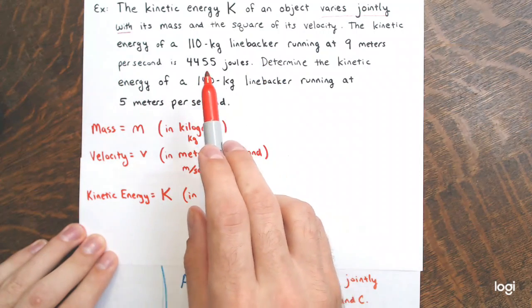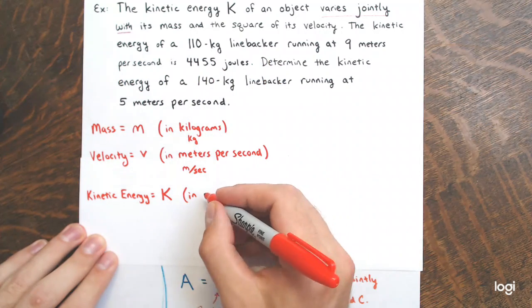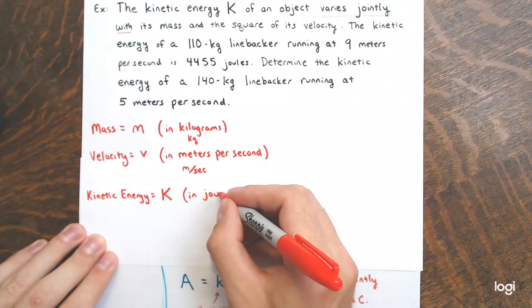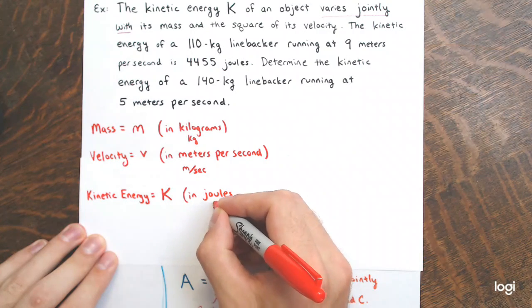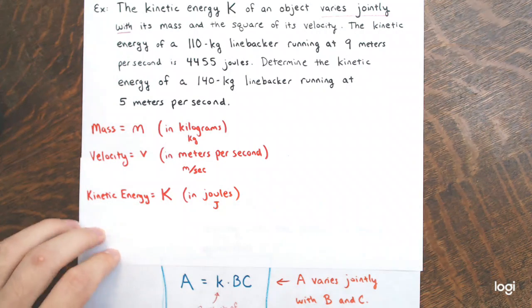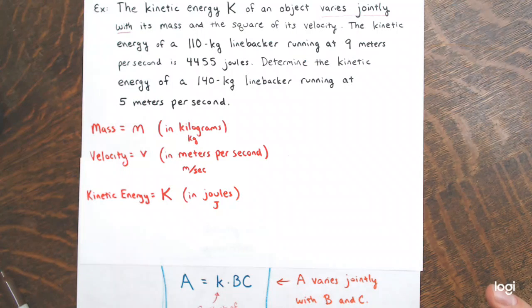is 4,455 joules, which you'll see as just a capital J sometimes in books. I might just write out the word joules for energy.